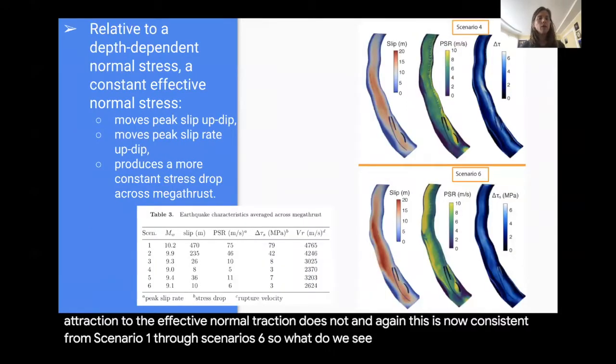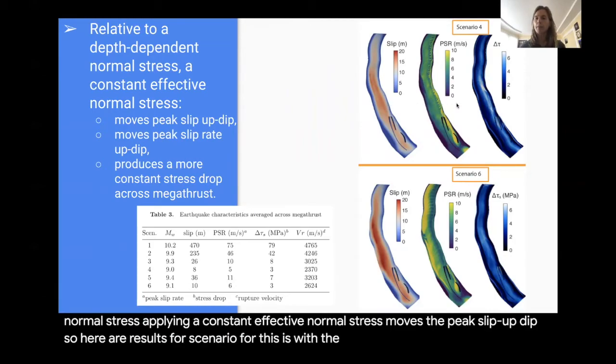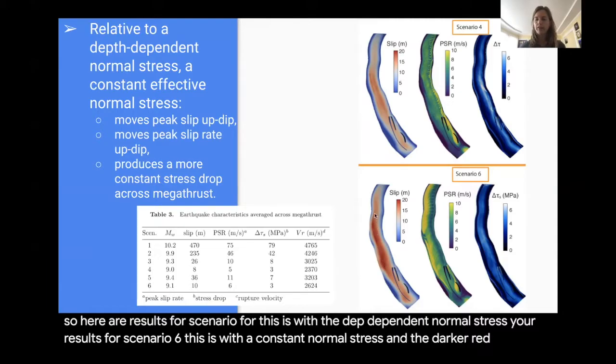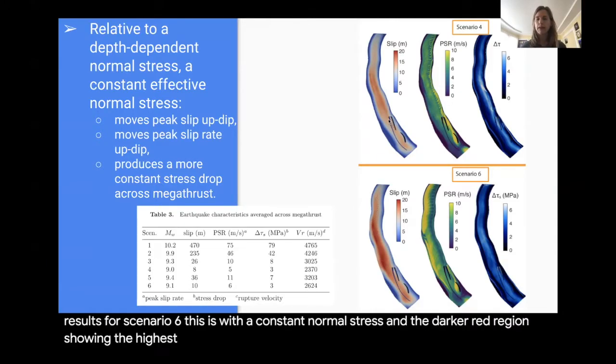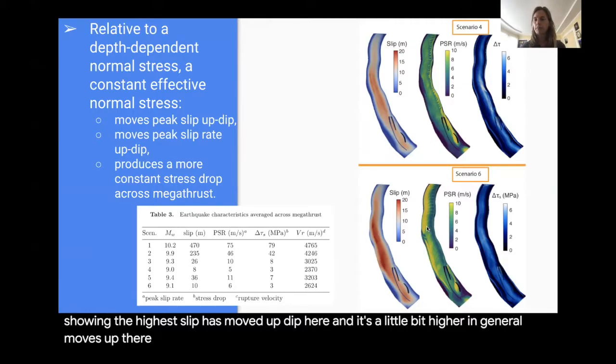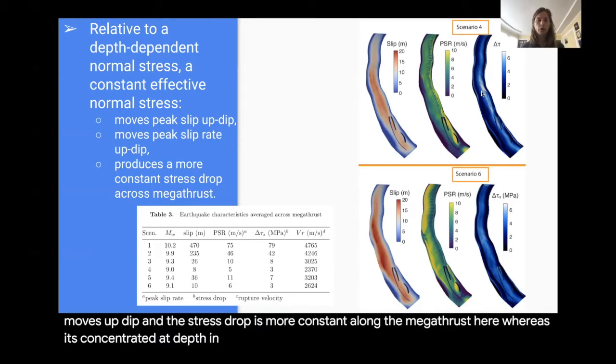So what do we see? Relative to a depth-dependent normal stress, applying a constant effective normal stress moves the peak slip up dip. So here are results for scenario 4. This is with a depth-dependent normal stress. Here are results for scenario 6. This is with a constant normal stress. And the darker red region showing the highest slip has moved up dip here, and it's a little bit higher in general. The peak slip rate also moves up dip, and the stress drop is more constant along the megathrust here, whereas it's concentrated at depth in the earlier models.